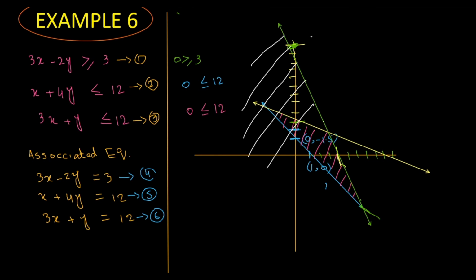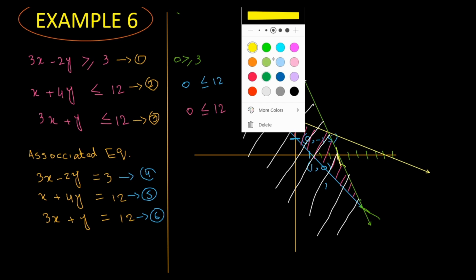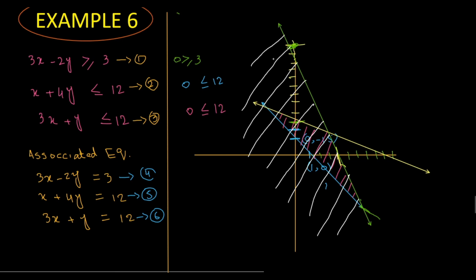Now you will check what is the common region between these three lines. The common region I will represent by, what color should I use? It should be green. Or we can also use a highlighter. Okay, so this is our highlighter, and the color of the highlighter should be just like this.